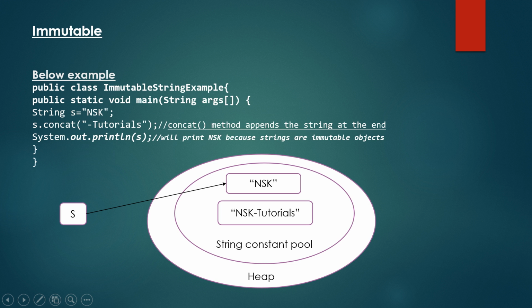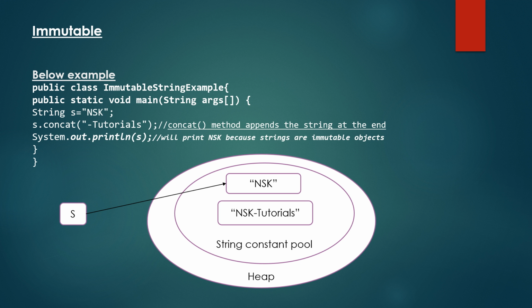Then we have a concept called immutable in Java. Strings are immutable. All strings are immutable. We have StringBuffer and StringBuilder, both are mutable. What is meant by immutable? Immutable is nothing but doesn't change. We cannot change, we cannot modify the content.